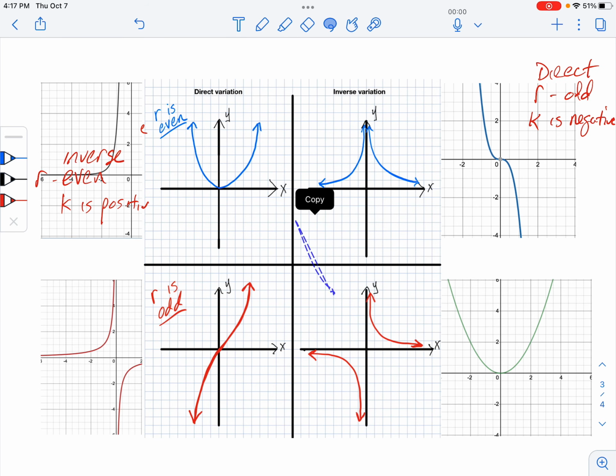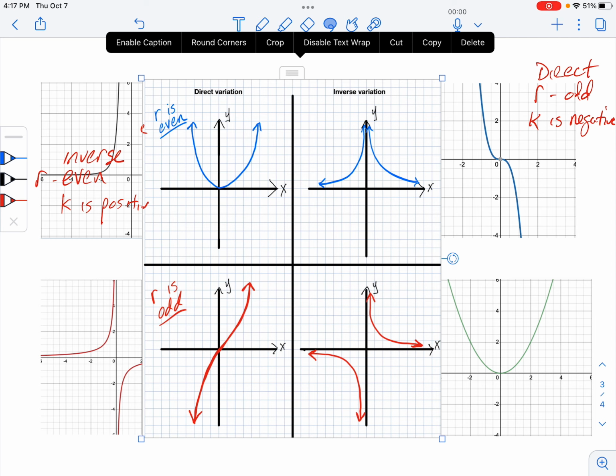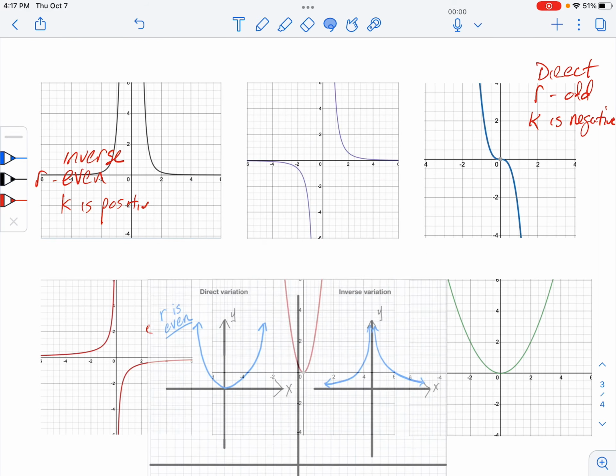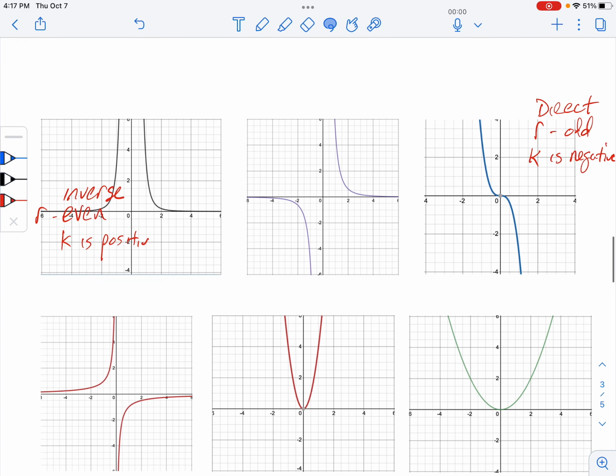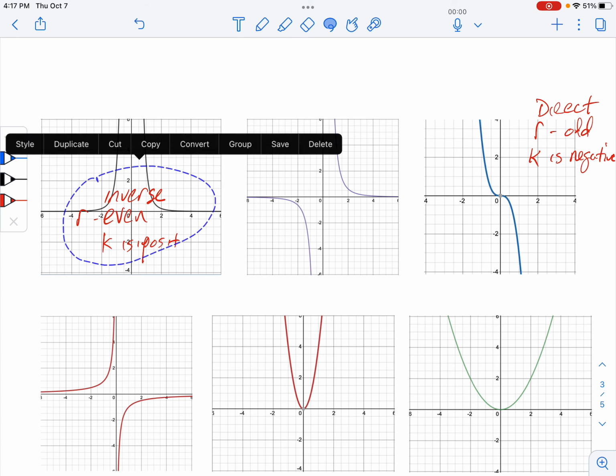This is the same process you're going to want to follow with all of these. Just identify which graph it looks like. That way you can determine direct or inverse, even or odd, and then if it's flipped, that will tell you that K is negative. I will just go through really quickly and share that with you.